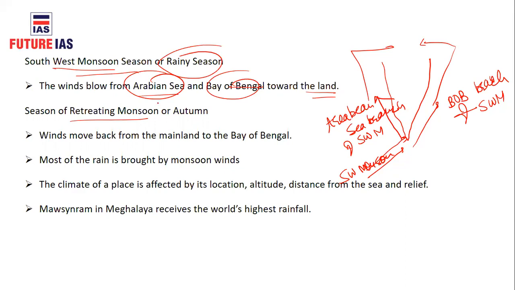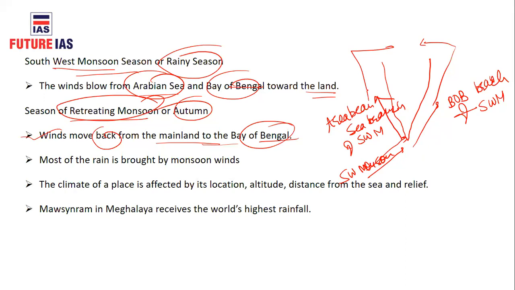The season of the retreating monsoon or the autumn is basically when the winds start withdrawing from the Indian landmass. ठीक है. So winds basically started moving back from the mainland to the Bay of Bengal. अब ये winds की direction कैसे है? Southwestern monsoon hits the tip of the Indian Peninsula around 1st of June, and then starts moving into two branches. One is called the Arabian Sea branch of the southwestern monsoon, and the second branch is called the Bay of Bengal branch of southwest monsoon.